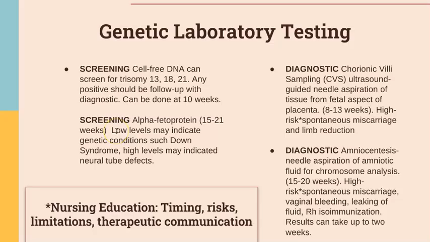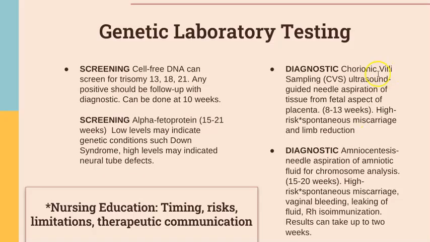Another screening test is the alpha-fetoprotein. It's a test on mom's blood. It's done about 15 to 20 weeks. Low levels could indicate genetic conditions such as Down syndrome. High levels could indicate neural tube defects. High levels could also indicate twins. In general, you don't have high levels of this alpha-fetoprotein circulating in mother's blood, so that's why it can give you an idea of if there's an issue with a neural tube defect in utero, and that is leaking into the maternal circulation. Again, both of these are screening tests, and the CVS and the amniocentesis, which we talked about, are diagnostic.